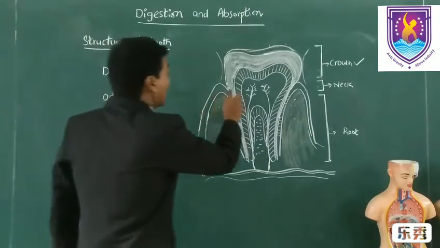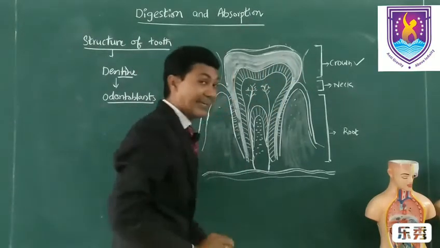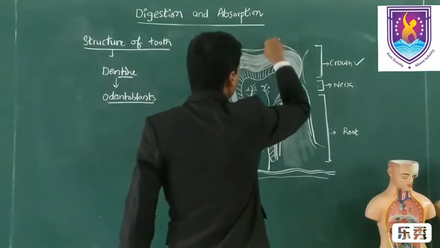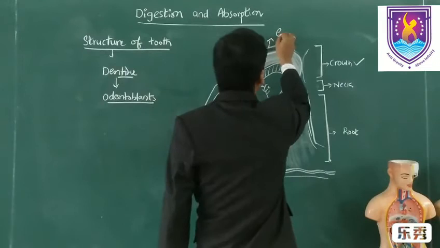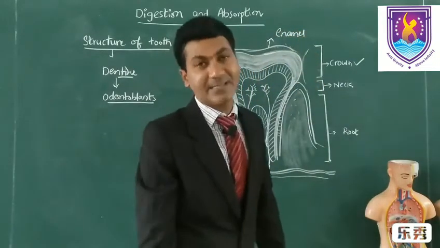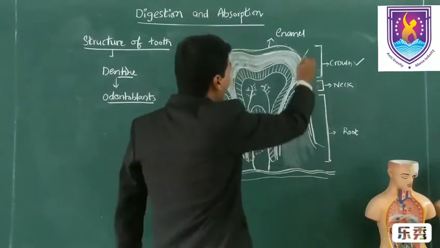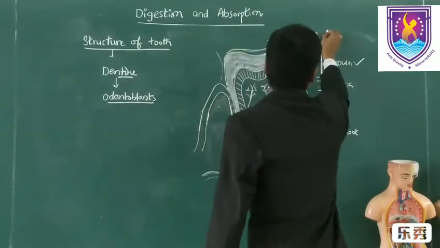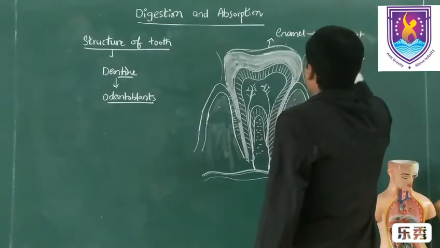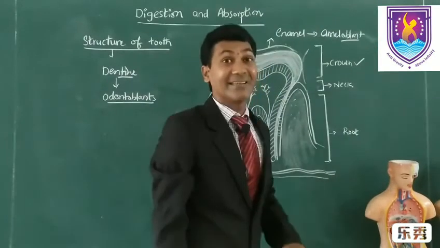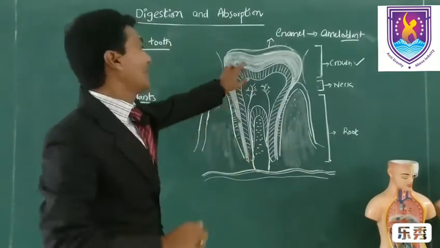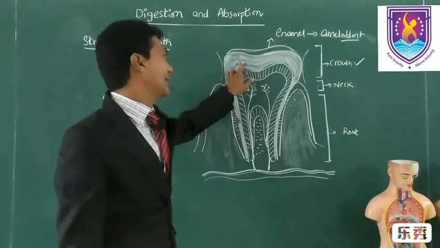The dentine of the crown is covered by a layer known as enamel. My dear students, enamel is the hardest substance in our body. Enamel is formed by specialized cells known as ameloblast cells. The ameloblast cells secrete the enamel layer, which is a covering of the crown of the tooth.